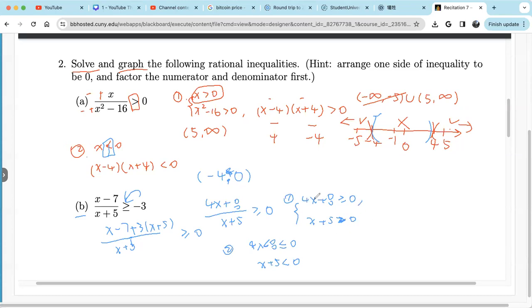Now let's see the first one. So simplify this, divided by 4 on both sides. So we have x greater than or equal to -2. Move positive 8 to the other side, becomes negative 8 divided by 4, that's -2. And this one is x greater than -5. Right.